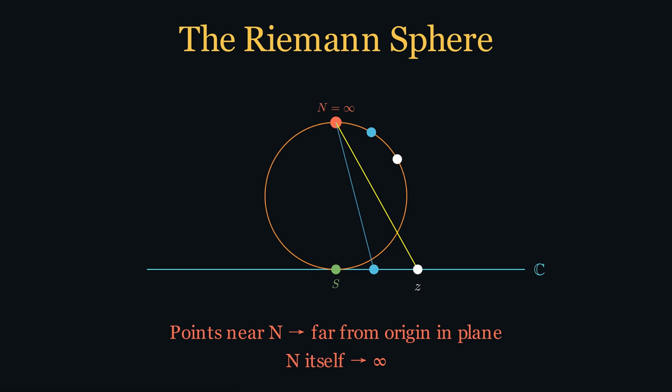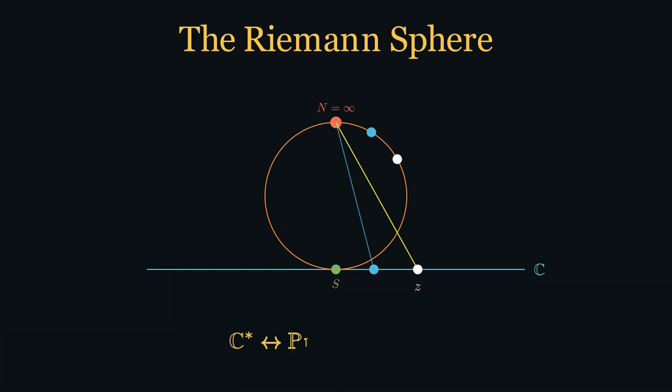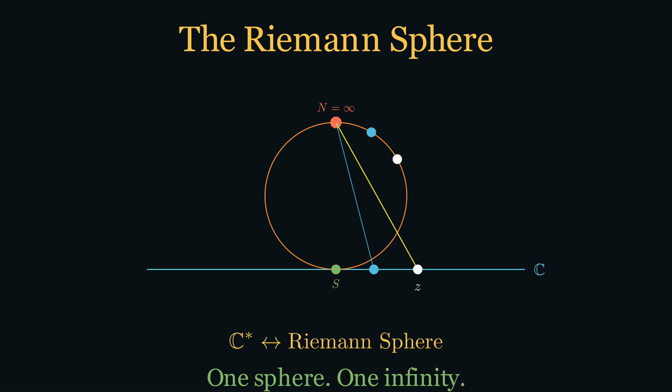The extended complex plane C star corresponds to the entire sphere, the Riemann sphere. Points far from the origin in the plane correspond to points near the North Pole on the sphere. As you go to infinity in the plane, you approach the North Pole. One sphere, one infinity.